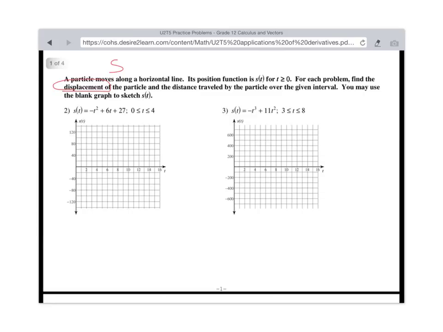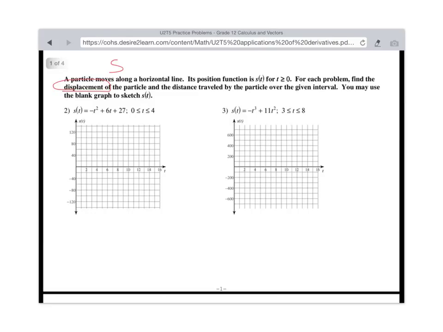The only time that the displacement and the distance traveled will be different is if it reverses direction and goes back towards the way it came. Then your displacement will be less, but your distance traveled will be more, if that makes any sense. So I'll show you an example of what I'm talking about with number 2 and number 3.